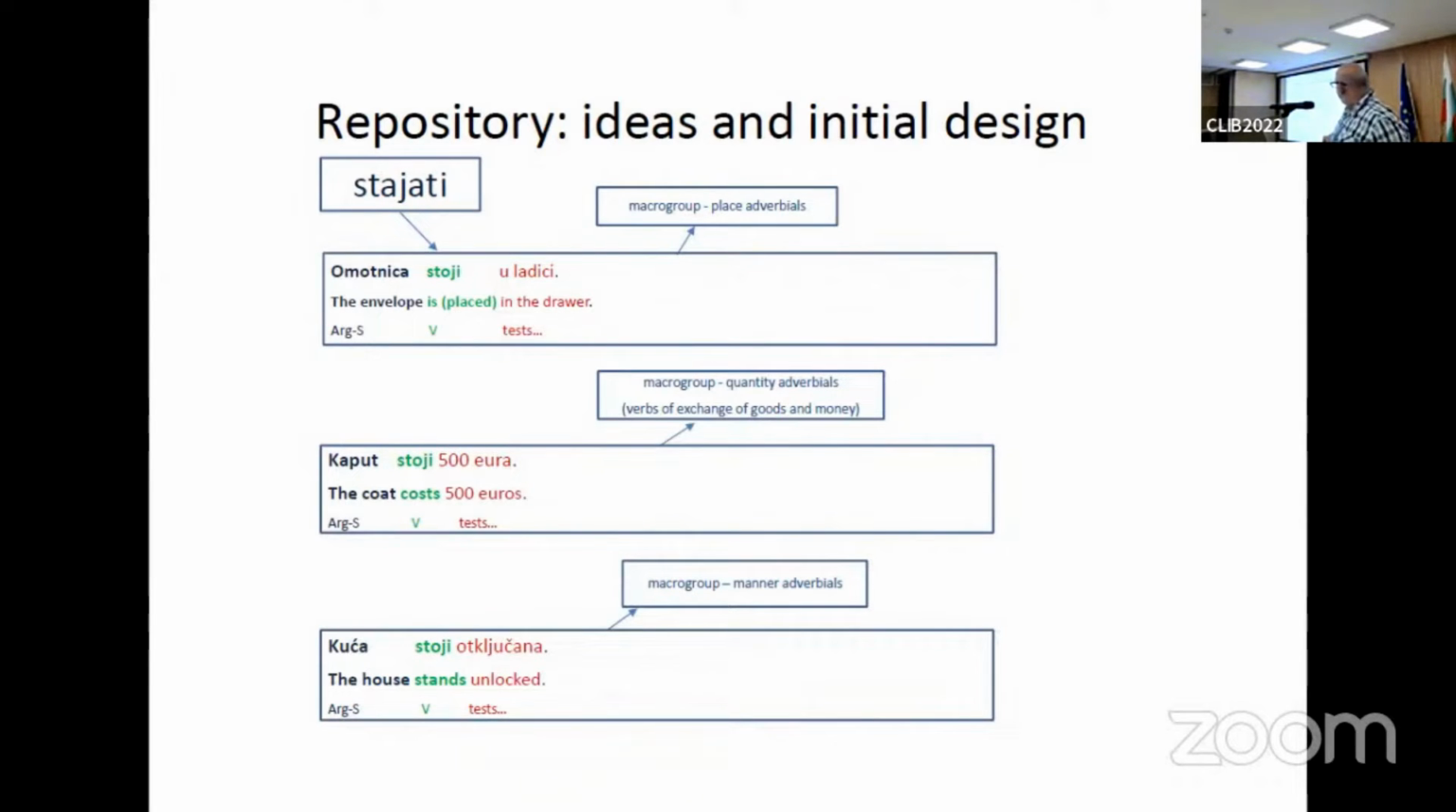The same is with the other example. The code costs 500 euros. So this is the other meaning of the verb stajati, which is costs. So we assigned it to a different macro group, quantity adverbials or verbs of exchange of goods and money. And the third example is kuća stoji otključena, the house stands unlocked, the same syntactic pattern. And this is the macro group manner adverbials, because of how the house is standing. Can you follow me? Okay.